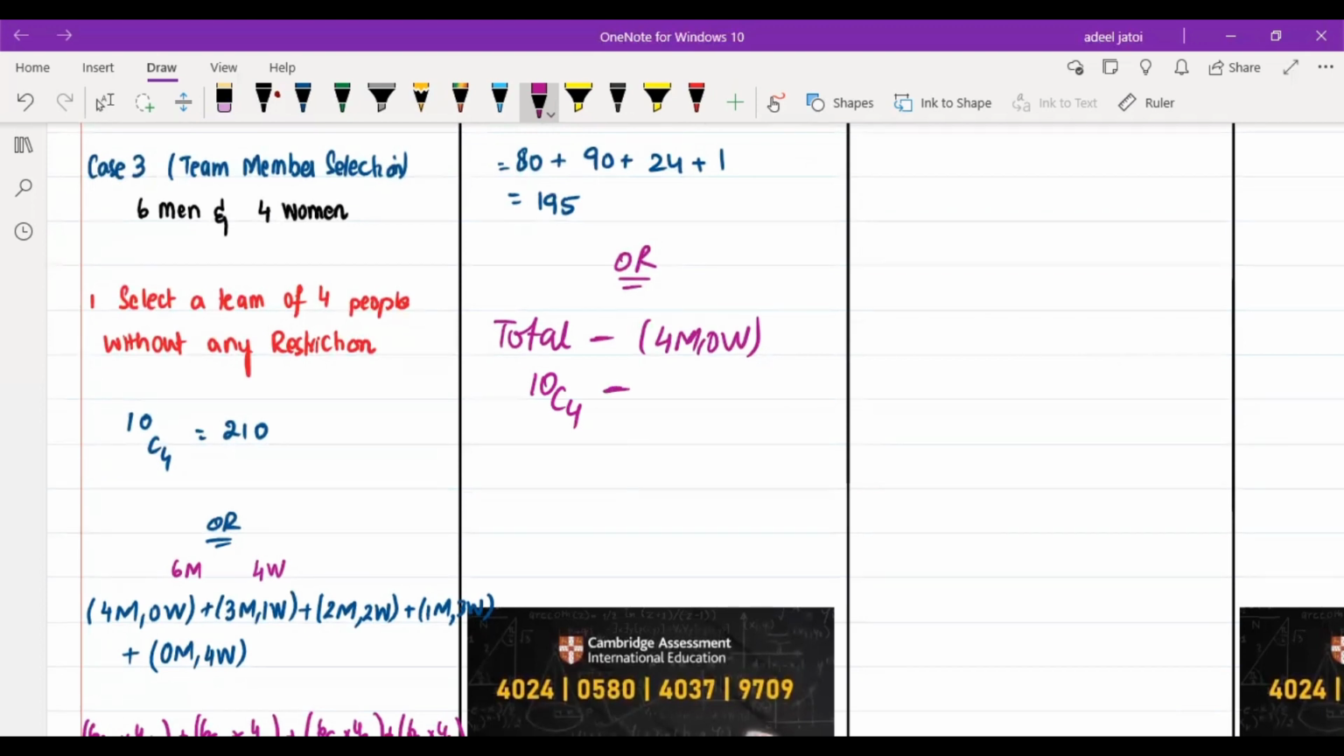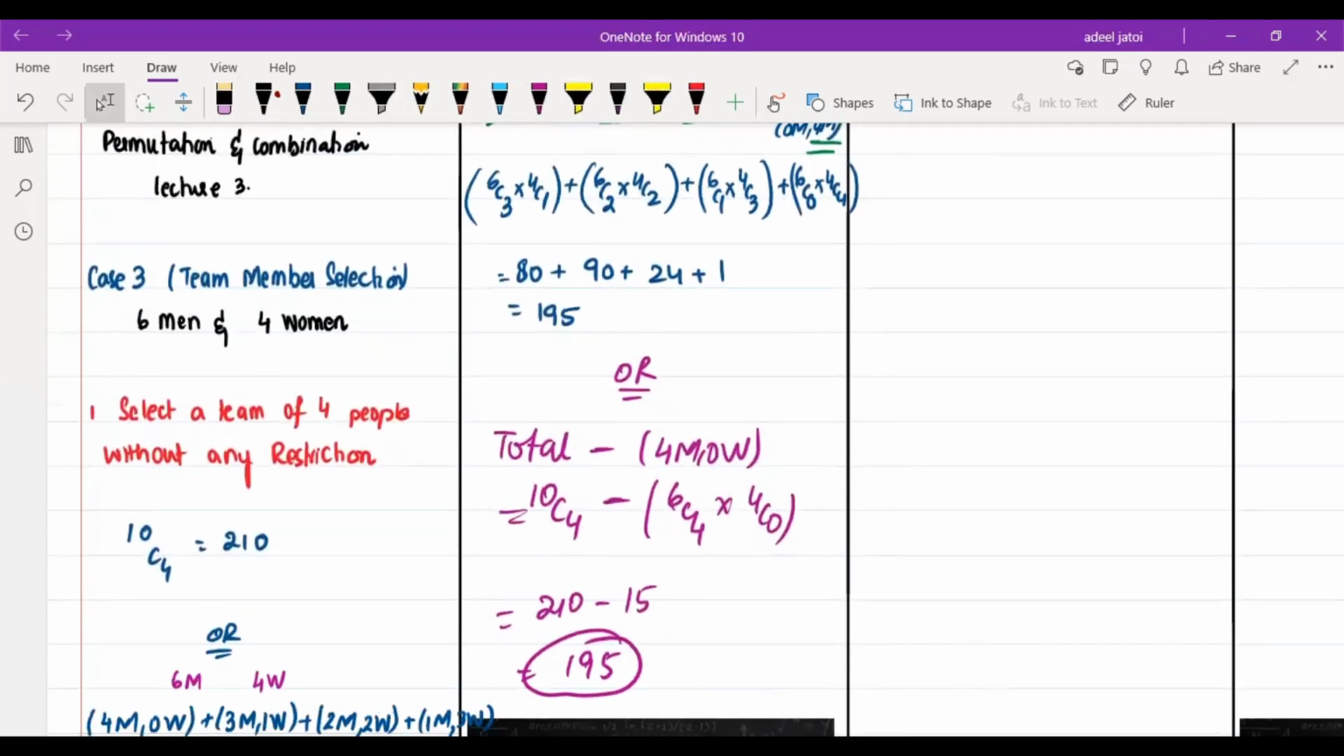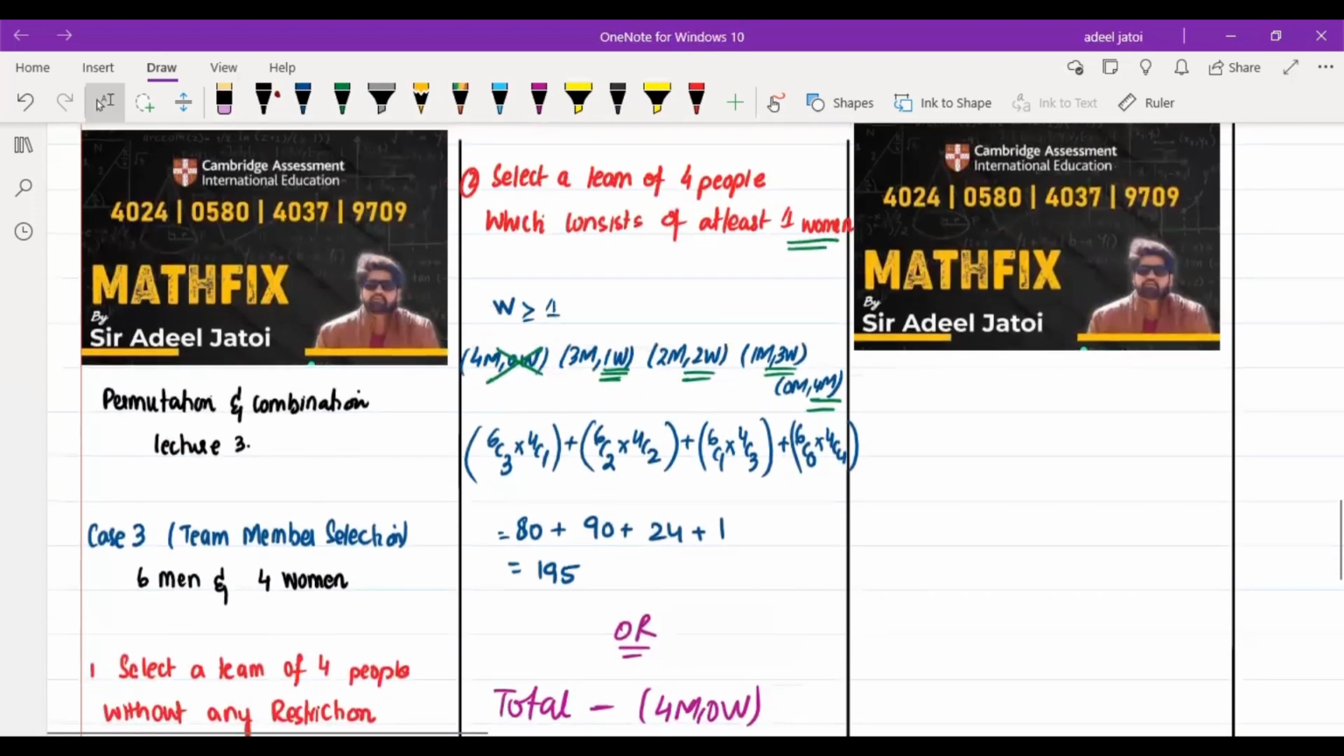And what is the restriction? That 0 women cannot be taken into consideration. So 6C4 into 4C0. So 210 minus 15 will also give me 195. So there are two ways to do this. Either do it through the options or do it through the normal formula, which consists of the total minus 4 men and 0 women. So this was part 2: select a team of 4 which consists of at least 1 woman.